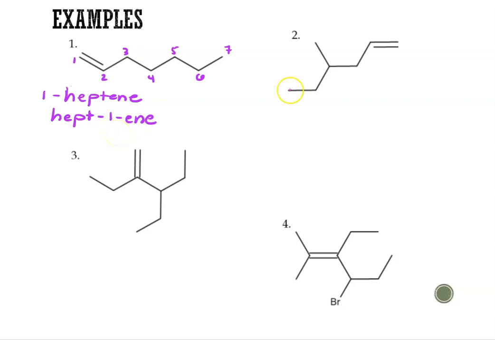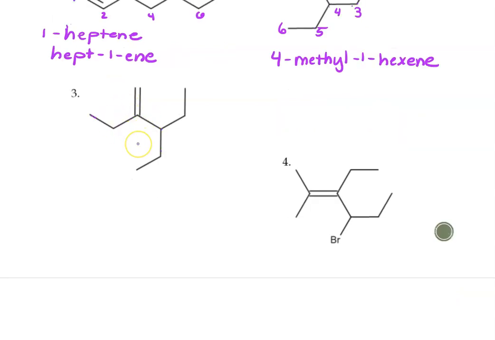Whatever floats your boat. Okay, so here we are wanting to find the longest carbon chain. So I have 1, 2, 3, 4, 5, 6. 1, 2, 3, 4, 5. And then 1, 2, 3, 4. I can't do it even if I wanted to this way because it doesn't contain the double bond. So I'm going to go 1, 2, 3, 4, 5, 6. So my double bond is on my first carbon here, and I have a methyl group on the fourth. So this would be 4-methyl-1-hexene.